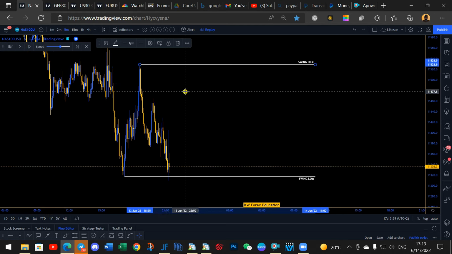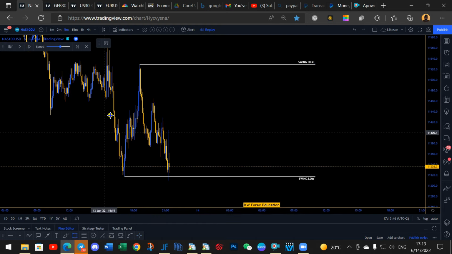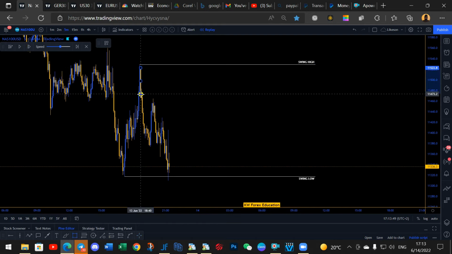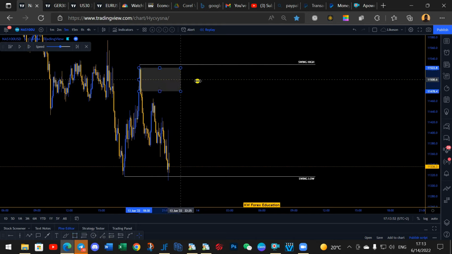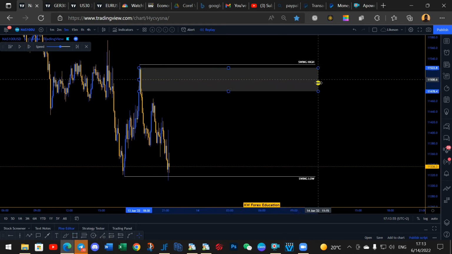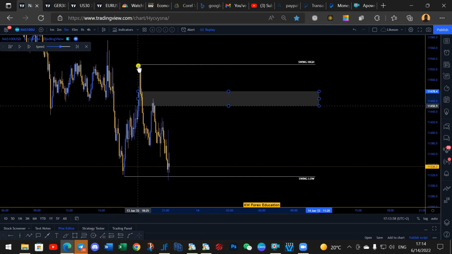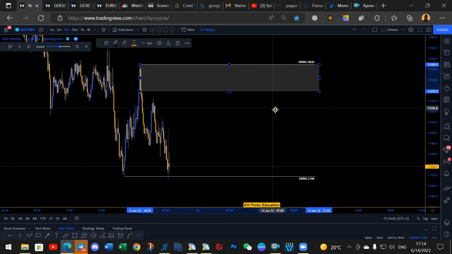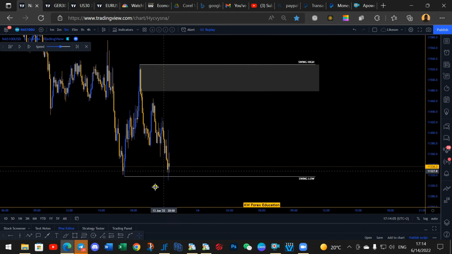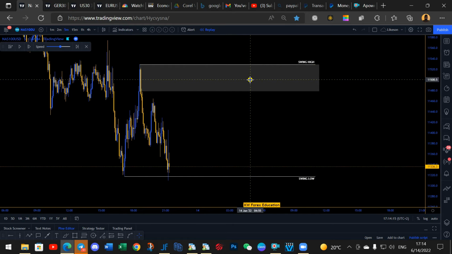Now, also, I did mark this as my point of interest, because after price took out this swing low, I wanted to see it come to this area, and then I can start looking for selling opportunities. But I wasn't just going to sell immediately when it taps into this zone. I was going to wait and see signs of reversal.